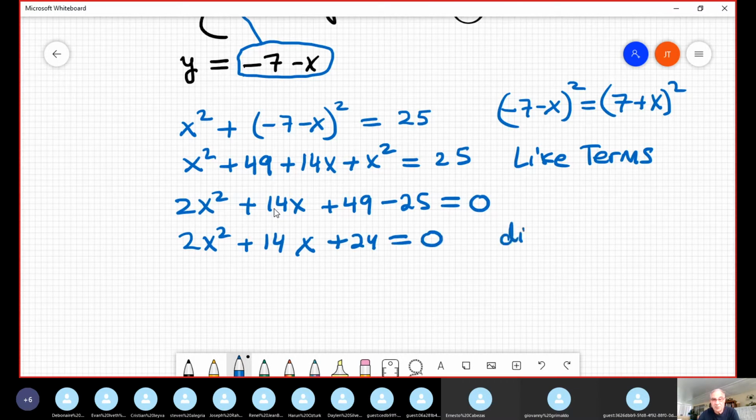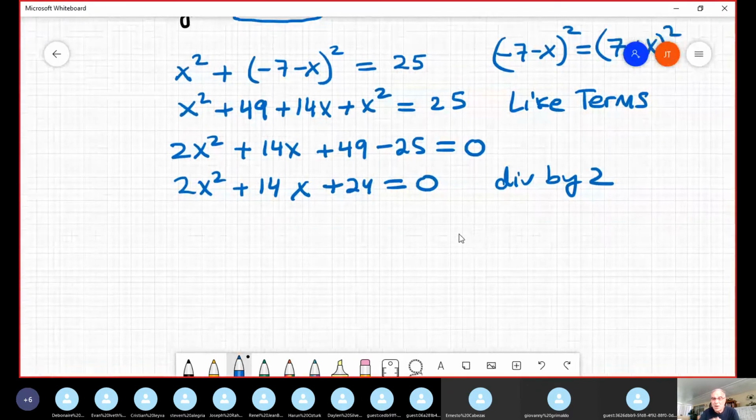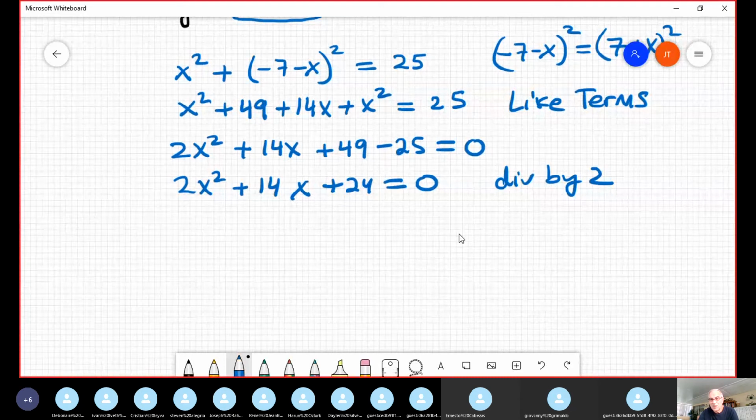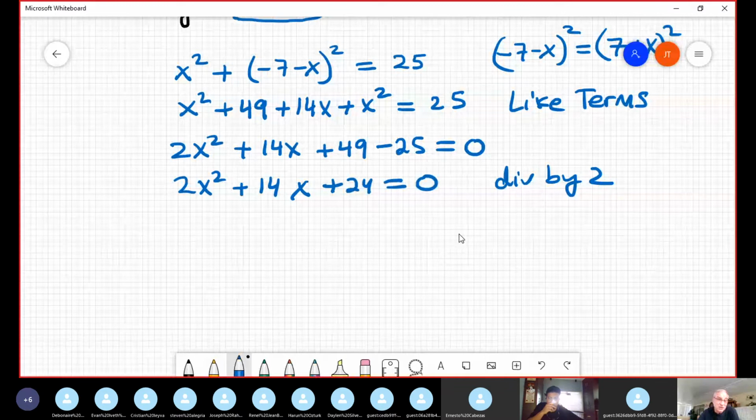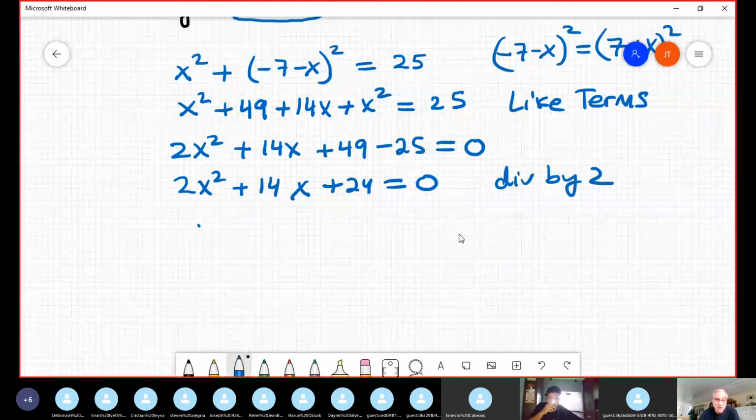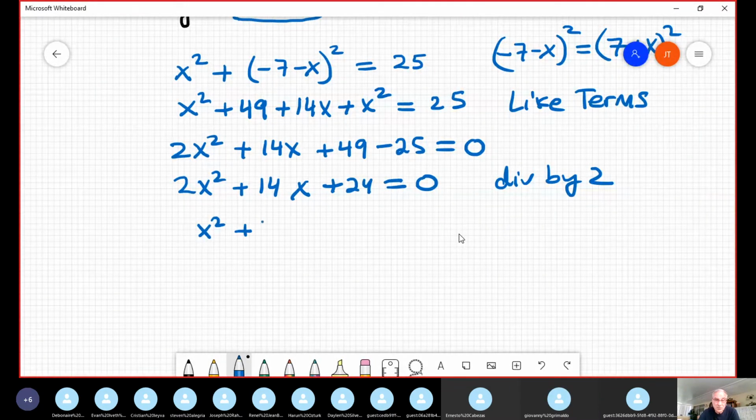So I can divide it by 2, no? Yes or no? Because the coefficients are even. And remember, we have one equation: if you divide or multiply the entire equation by one number, the equation stays the same. It's the equivalent equation, but it's easier. When you divide by 2, it's x squared plus 7x plus 12 equal to 0.